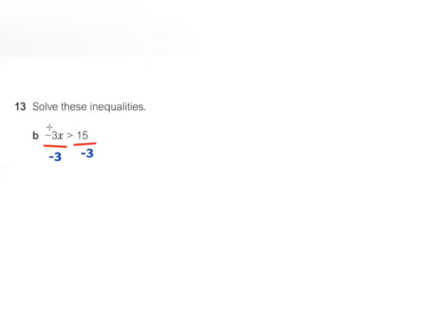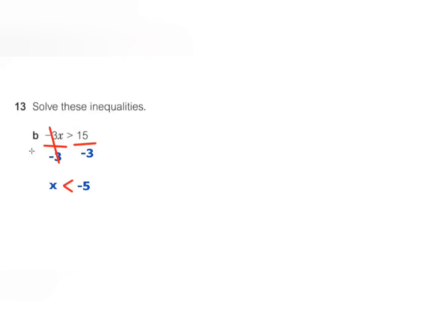Now, negative 3 here will be removed by negative 3, because negative 3 divided by negative 3 is 1, and then 1 times x equals x. So here we end up with x. And then 15 divided by negative 3 will be, very good, it's going to be negative 5. Good job. Now, as we said, the rule says if you divide or multiply by a negative number, you have to flip the sign of the inequality. So this one is bigger than, so I'm going to make it smaller than, like this. So x is smaller than negative 5.